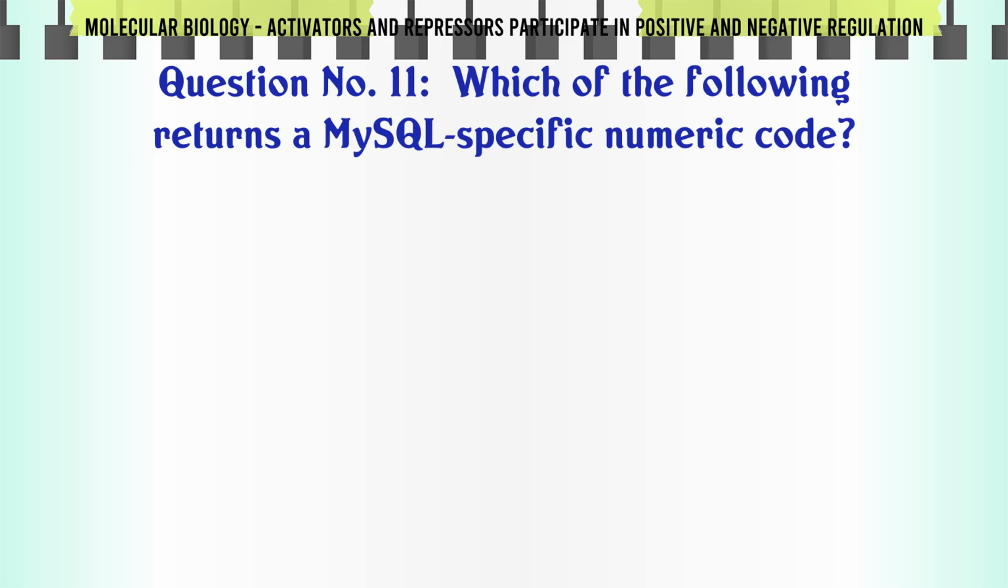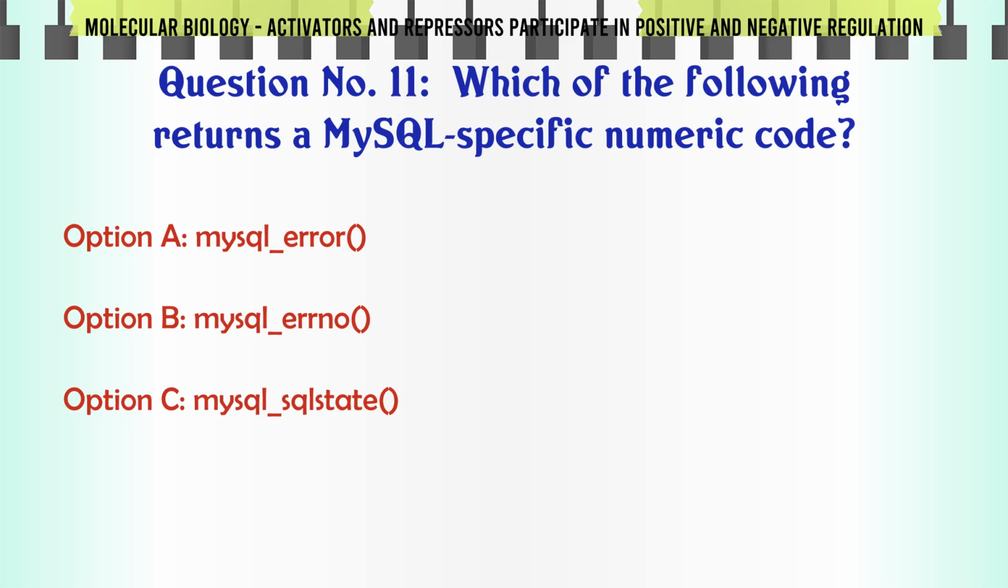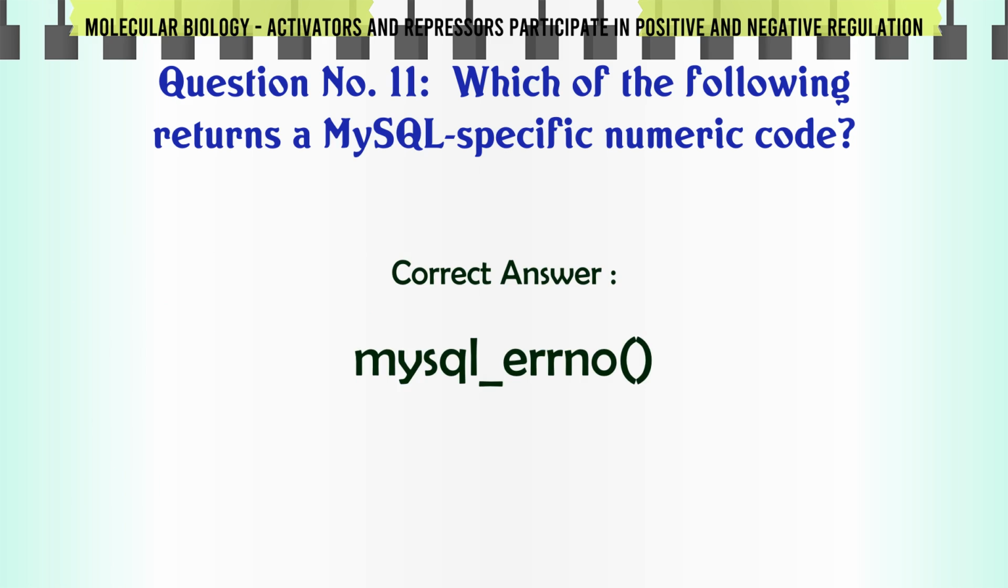Which of the following returns a MySQL-specific numeric code? A. mysql_error, B. mysql_errno, C. mysql_sqlstate, D. mysql_close. The correct answer is mysql_errno.